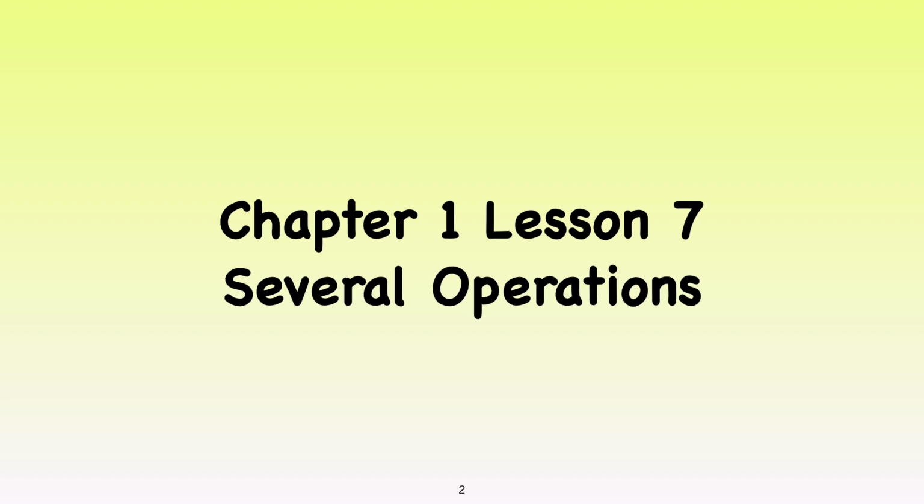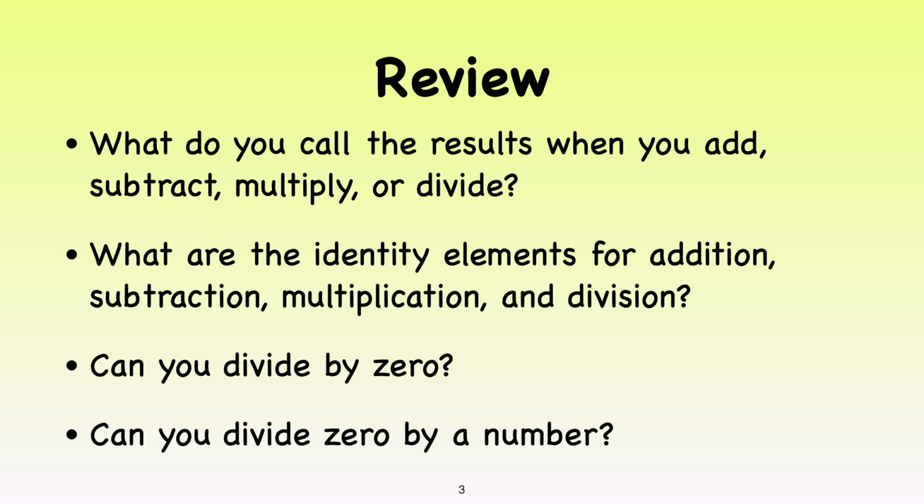Lesson 7, Several Operations. First, a little review. What do you call the results when you add or subtract or multiply and divide? What are the identity elements for addition, subtraction, multiplication, and division? Can you divide by 0? Can you divide 0 by a number? Pause the video and write down some responses, and we'll check your answers in a few seconds.